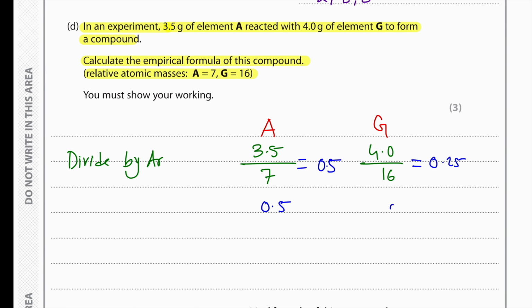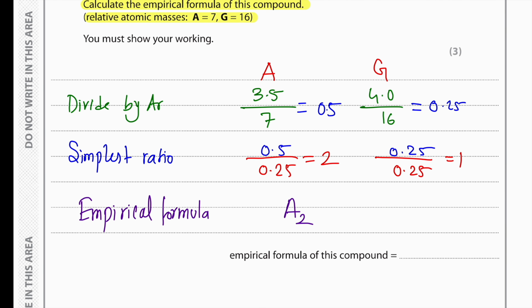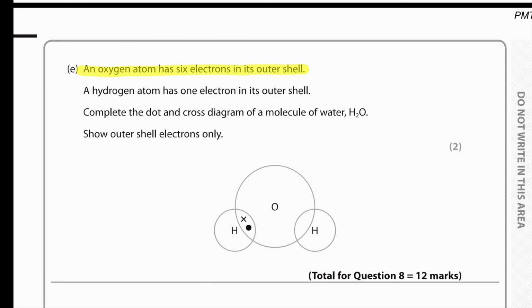Now, their number of moles needs to be simplified. So the next step will be to get the simplest ratio, we will divide them with the smaller of the two numbers, which is 0.25. This gives us a 2:1 ratio. So, empirical formula A2G.